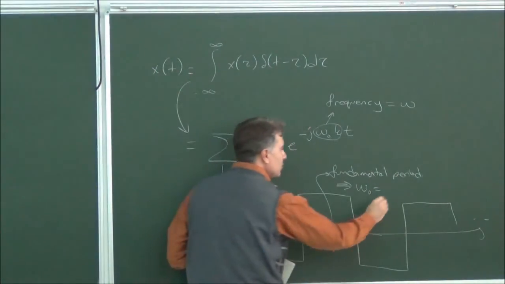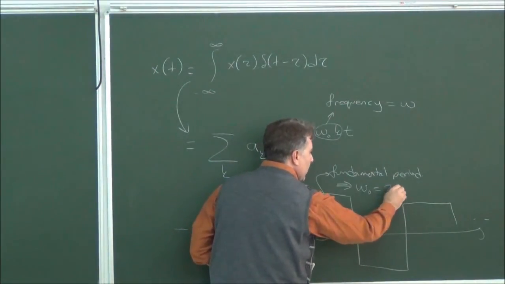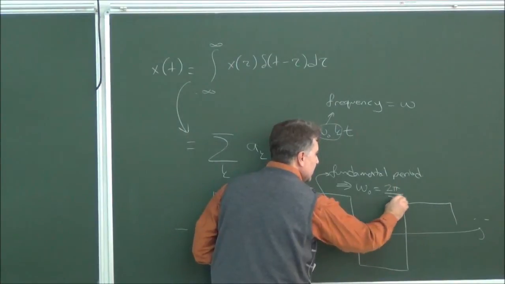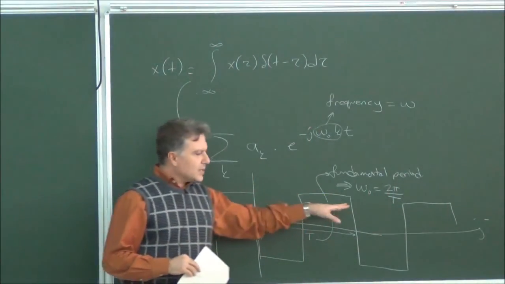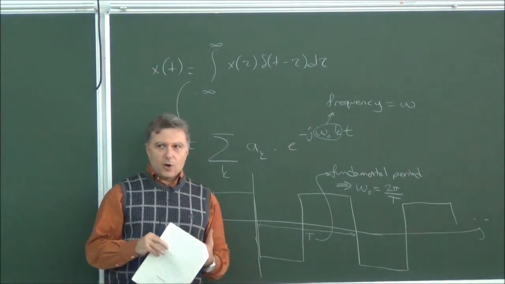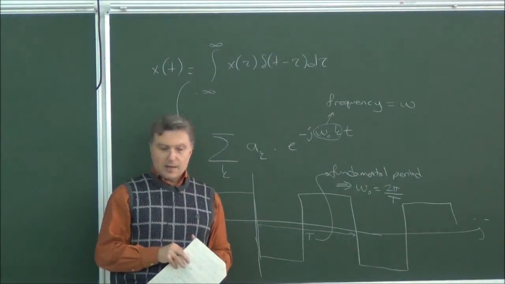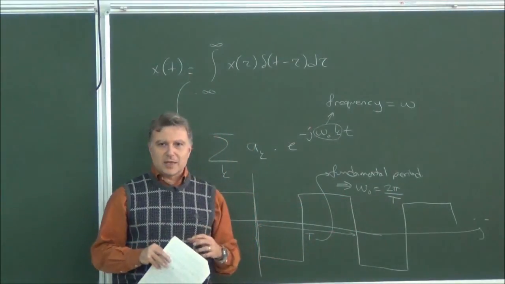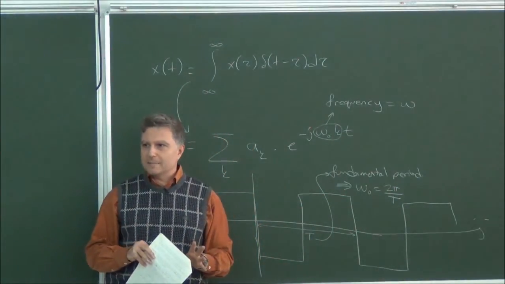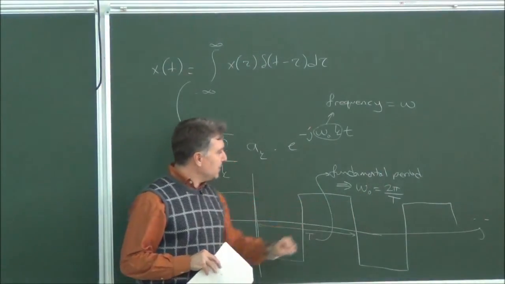Omega 0 is equal to 2 pi over capital T, or 2 pi times 1 over T. 1 over T was the fundamental frequency in hertz, 1 over seconds. By multiplying with a 2 pi, it becomes radians per second. Everything will be 2 pi normalized then. But this is the fundamental frequency.